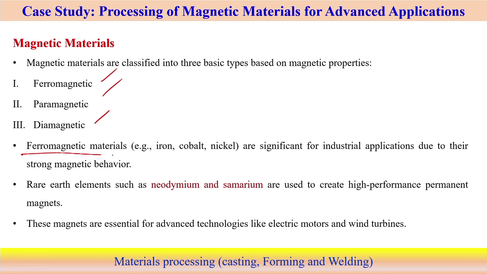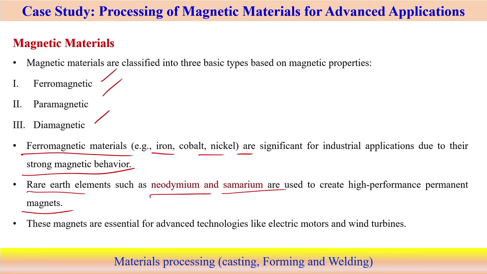Ferromagnetic materials, for example iron, cobalt, nickel, are significant for industrial application due to their strong magnetic behavior. But in these cases, rare earth elements such as neodymium and samarium are used to create high performance permanent magnets. So one important thing is that when you try to select magnetic materials, the rare earth elements are very important to produce the high magnetic capability of a particular material. That is one requirement for the material, the rare earth elements, which are not easily available, but are one important element to produce advanced magnetic materials.